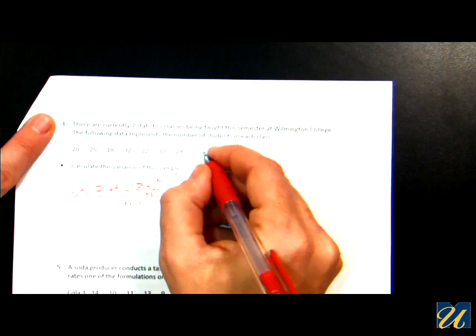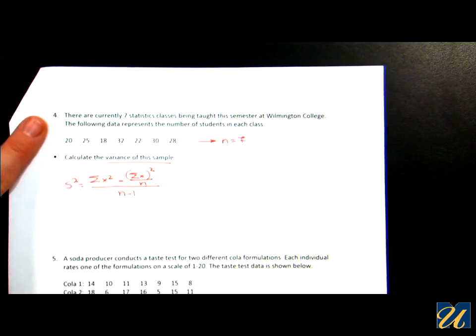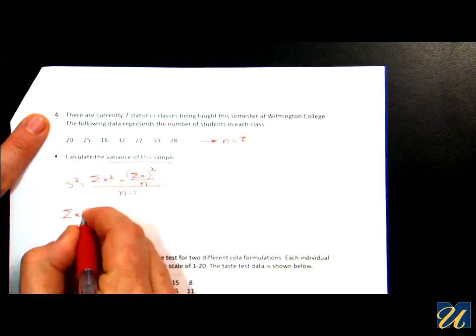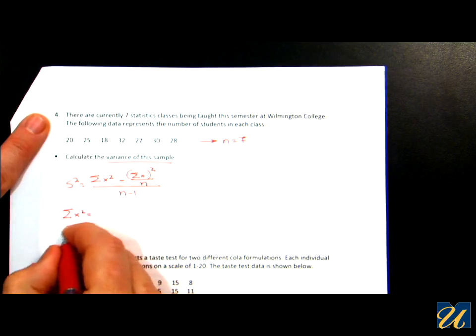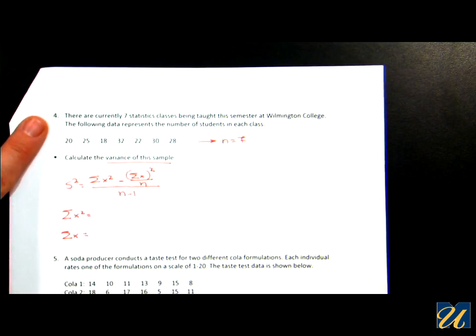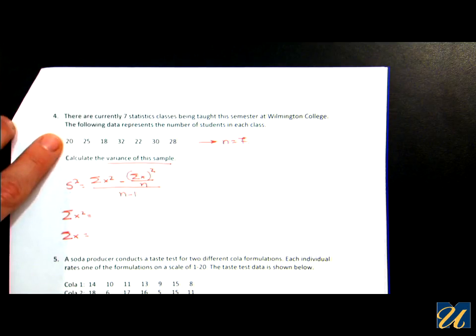Now, how many entries do I have? N is equal to 7. So the first thing you will do is calculate the sum of all the squared entries, and then you will calculate the sum of all the entries. How do I calculate the sum of all the squared entries? You will take each one of the entries that you have and you will square it.